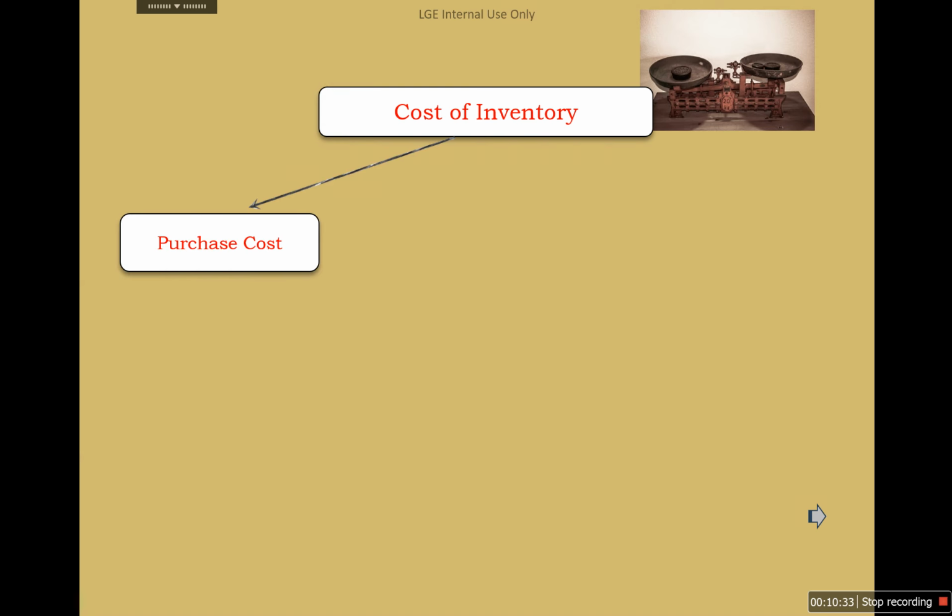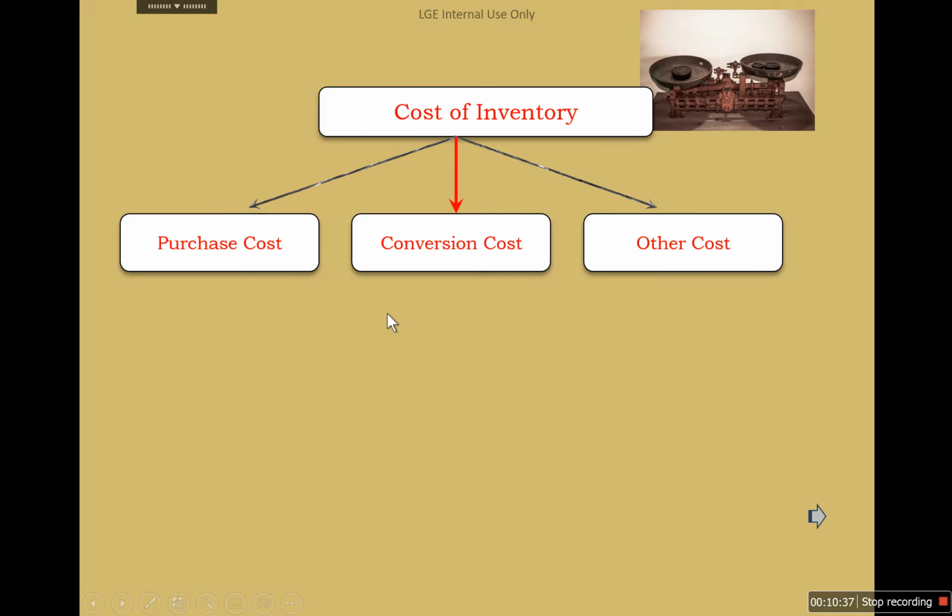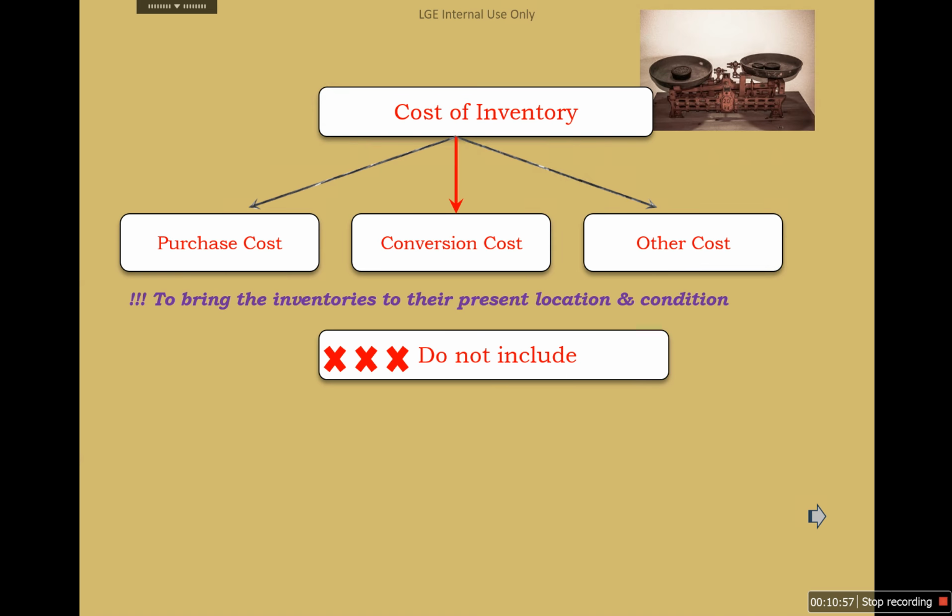So cost of inventory is calculated by considering the purchase cost, conversion cost, and other costs that are necessary to bring the inventory to their present condition and location. So here only those costs we will consider, those that are necessary to bring the inventory to their present location and condition. Administration cost, etc., will not be considered for calculating the cost of the inventory.